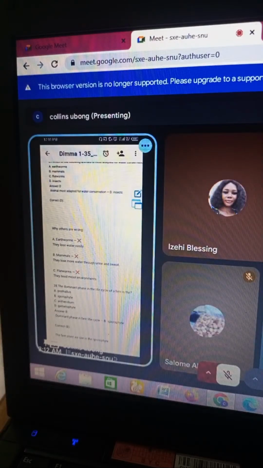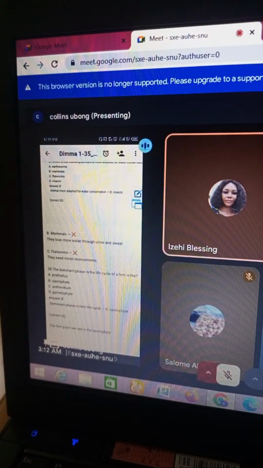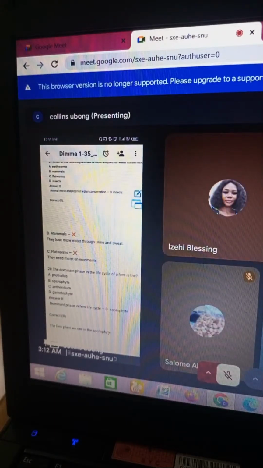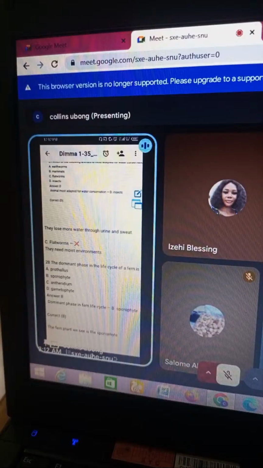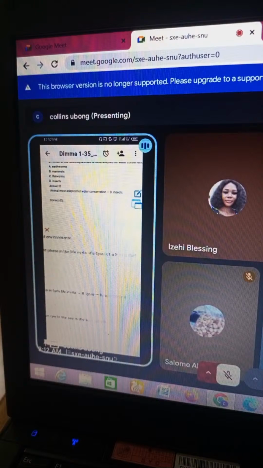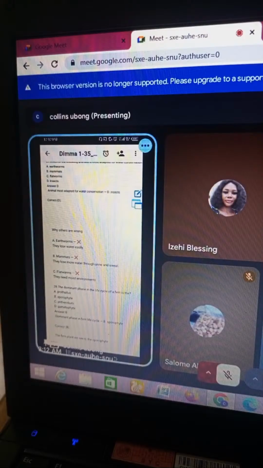Then number 28. The dominant phase in the life cycle of a fern is the sporophyte. So the dominant phase in the life cycle of a fern is B, sporophyte. When you say antheridium, what does that mean? Okay, we'll look at the answers to that as we progress. So the answer is B. The dominant phase in the fern life cycle is the sporophyte. The fern plant we see is the sporophyte.